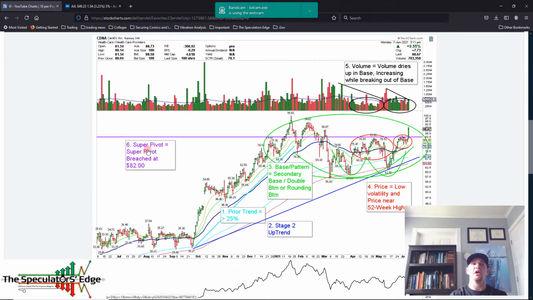The super pivot would be at $82 even, and it was breached today. We made a high of $90.14. So right now we're trading at around $88.67. It would be okay if you want to buy right now.